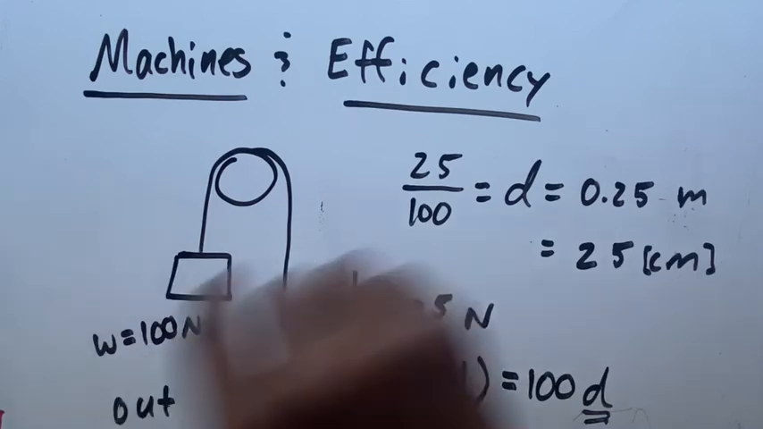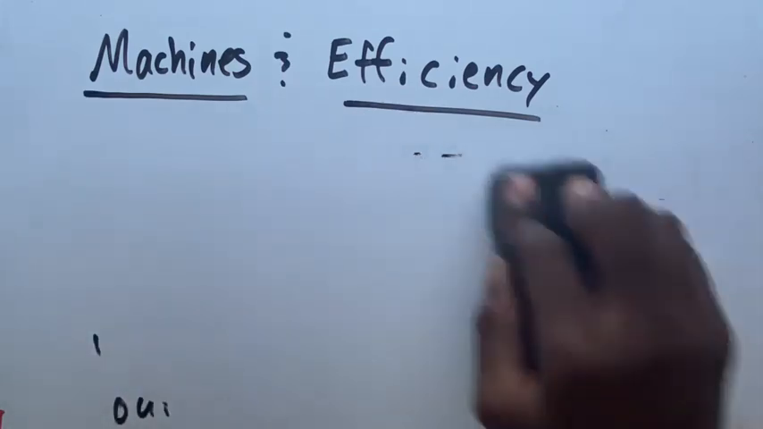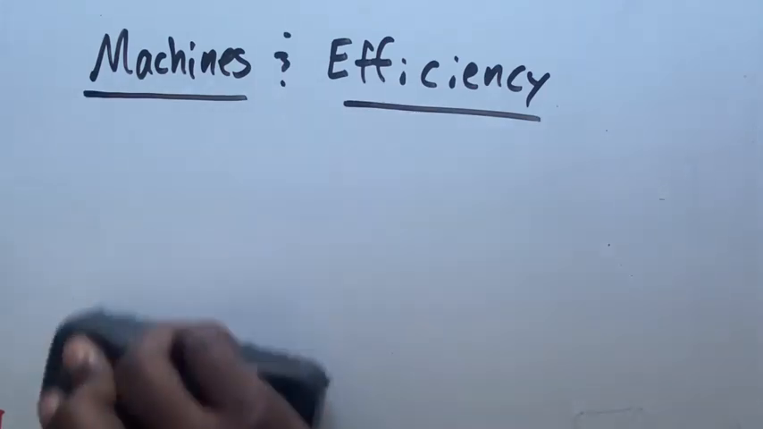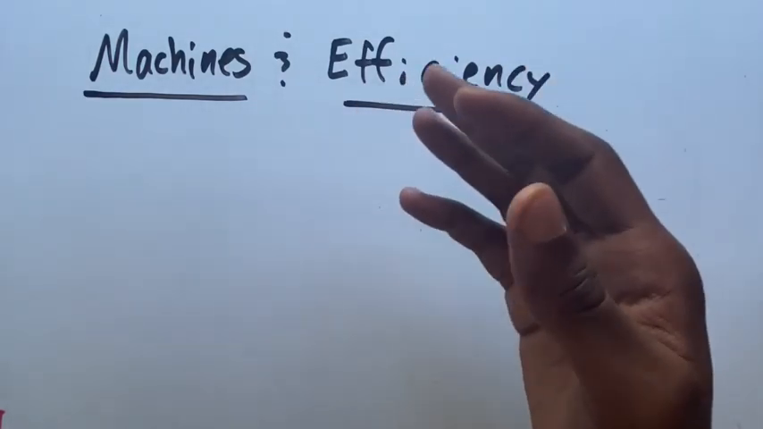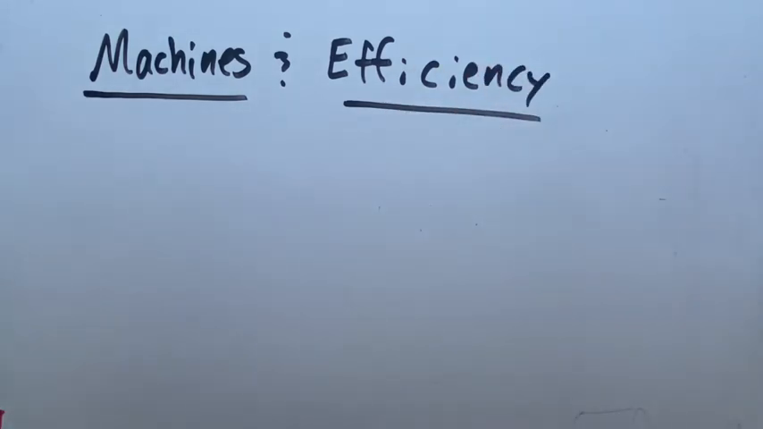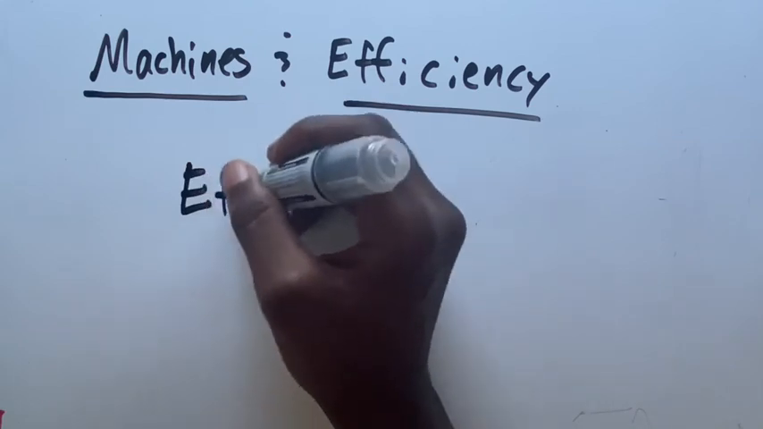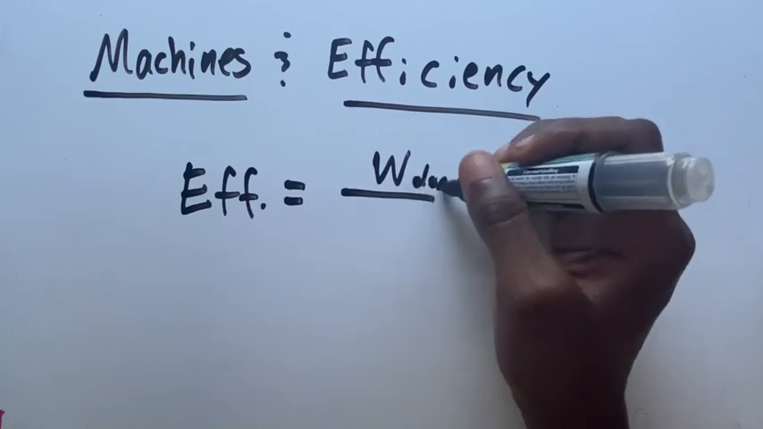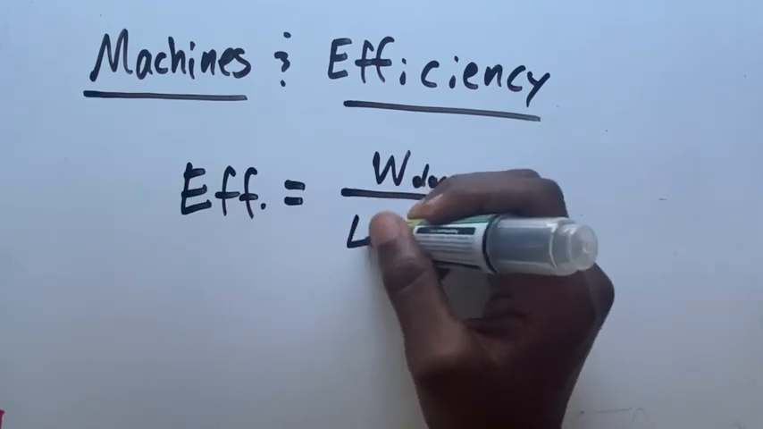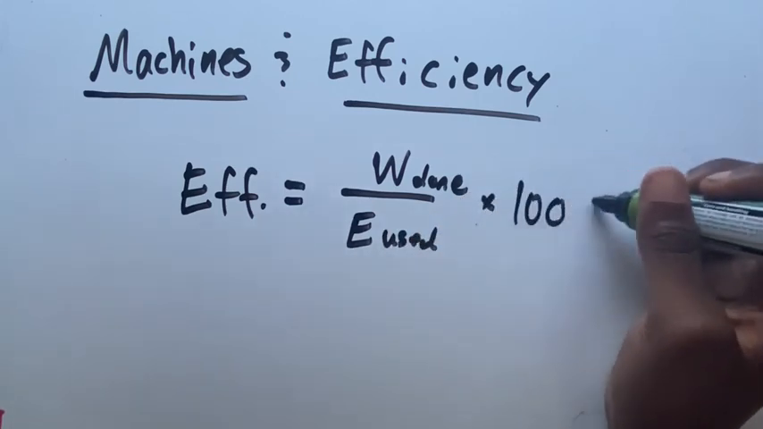All right, so lastly, I'm going to talk about efficiency, which is just how well a machine works. The more efficient a machine is, the better it works. It basically means all your energy is transferred over. Let me give you the equation. The efficiency, let's use EFF, is equal to the work done divided by the energy used, times 100%.